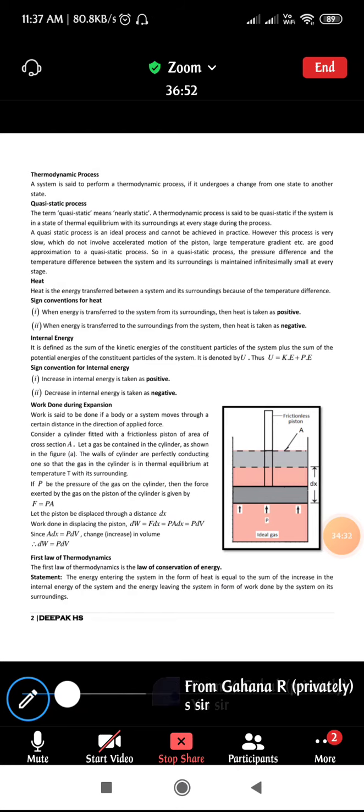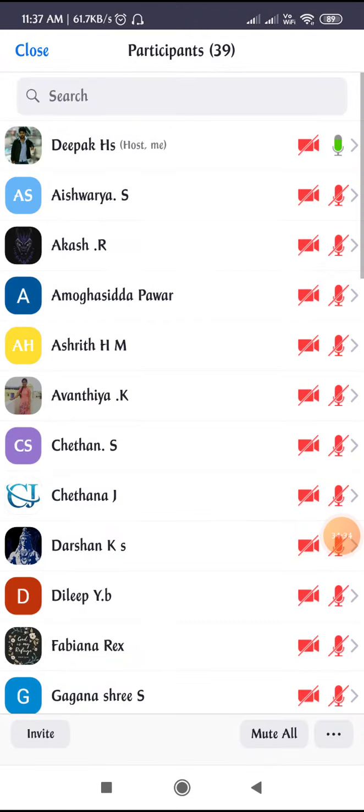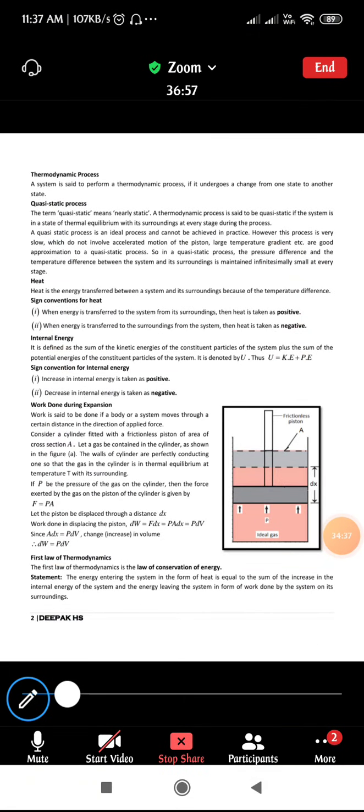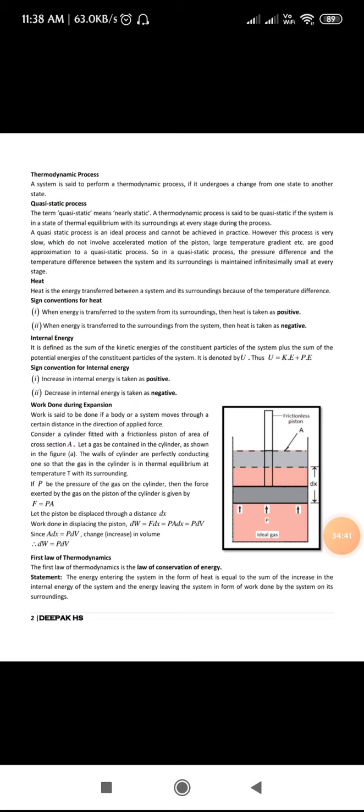We will conclude today's class with this. In the next class, we will start with the numericals. The numericals on this chapter are also important, there is a chance of them being asked. In the next class, we will start with Mayer's equation, Cp minus Cv is equal to R. We will finish that, and once we are done with that relation, we will start with the numericals.